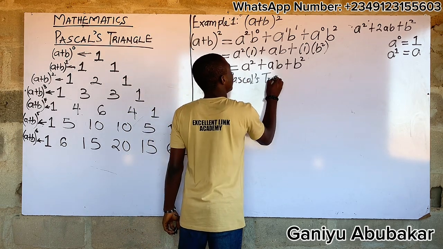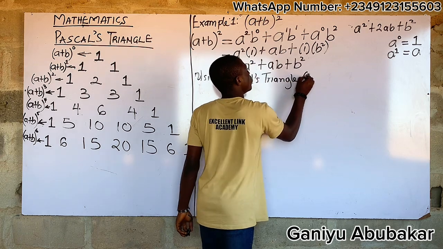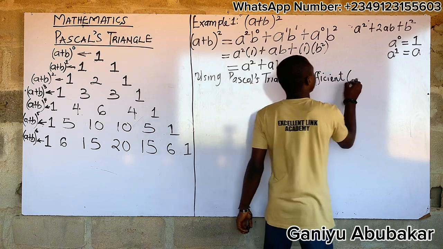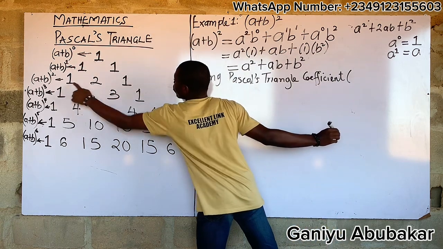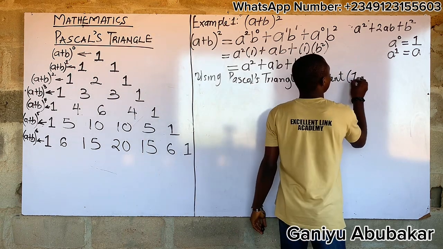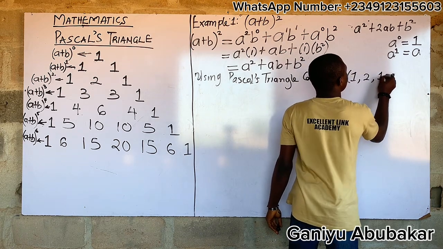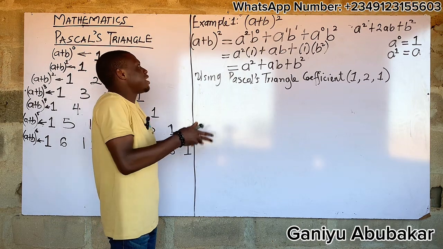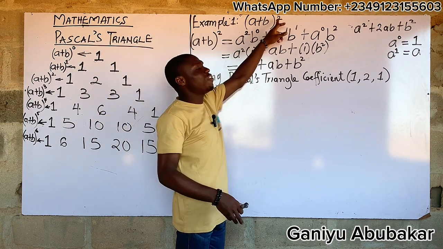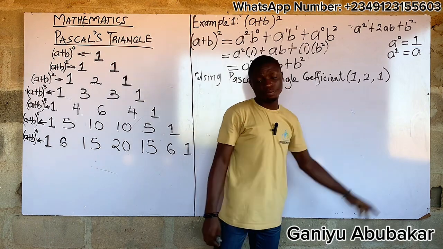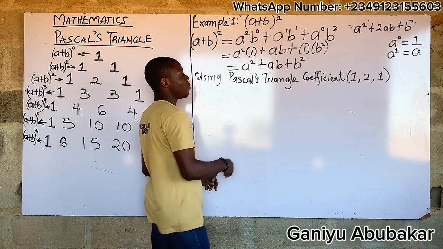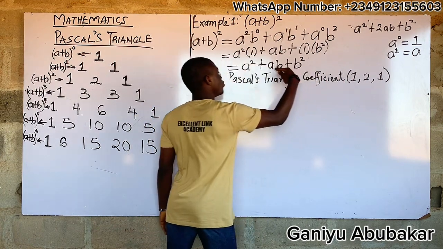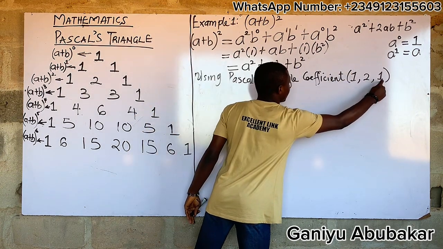So at this point, I'll say using Pascal's triangle coefficient. What's my coefficient there? That's 1, 2, 1. We said 1, 2, 1 there. I'll pick out this 1 and attach it to this, pick out this 2 and attach it to this, and pick out this last one and attach it to this.